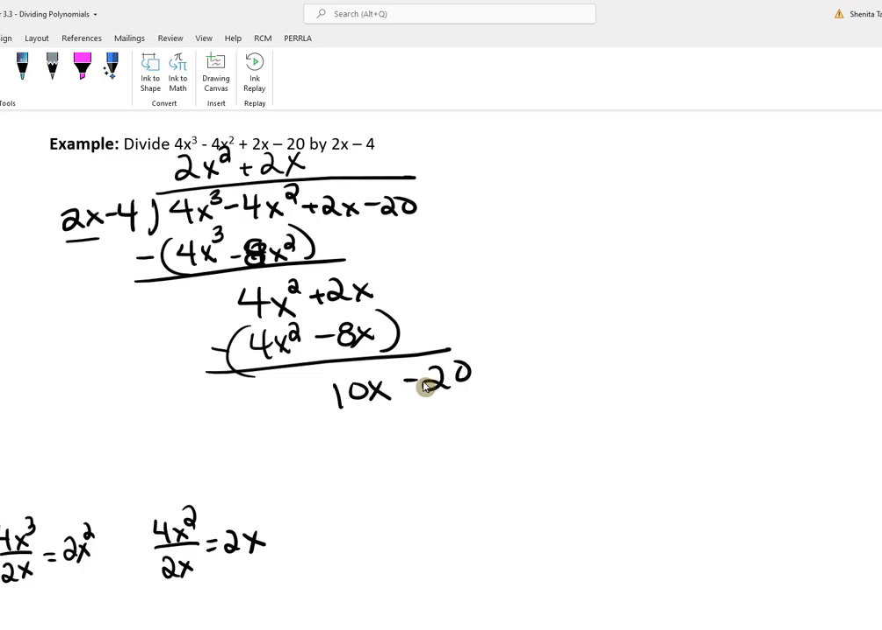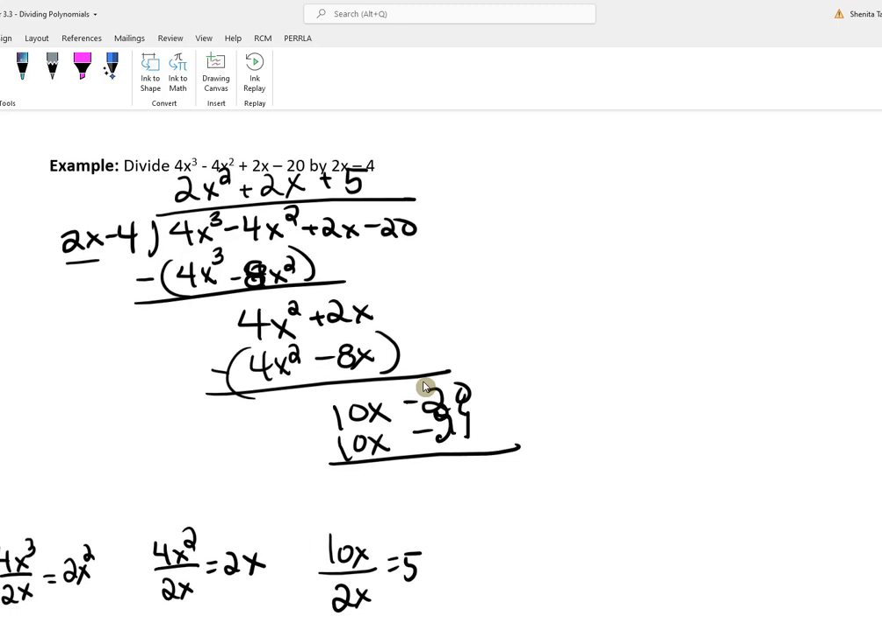Bring down the minus 20. Now you ask yourself, how many times does 2x go into 10x? As you can see, that's 5 times. 5 times 2x is 10x. And 5 times a negative 4 is a negative... oops, how did I mess that up? Should be a negative 20. When you subtract it off, 10x minus 10x is 0. Negative 20 minus negative 20 is a 0. So your answer is 2x squared plus 2x plus 5.